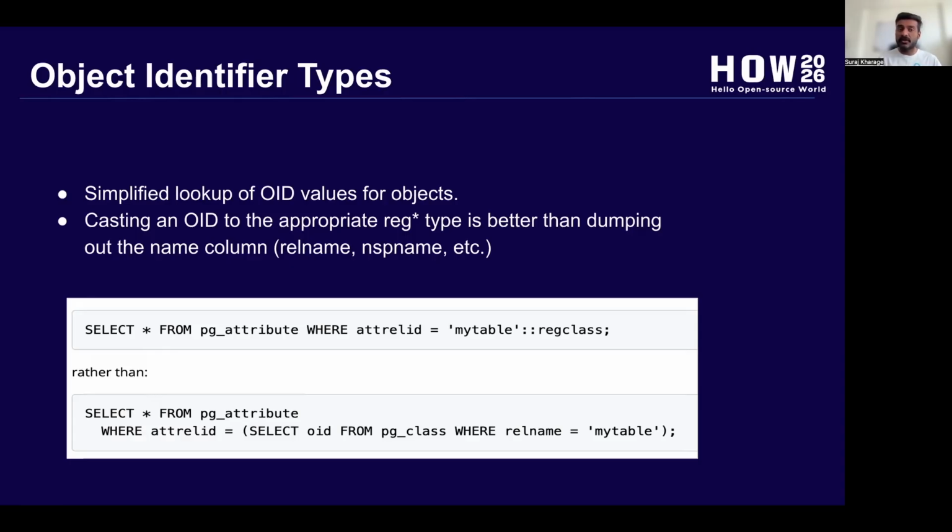The second query is without the object identifier type. Of course, it is using a subquery. First, it will find the OID of mytable from pg_class, and then pass that OID to the pg_attribute catalog table to find all the columns that the table has. So in short, the object identifier types make our object search simpler.